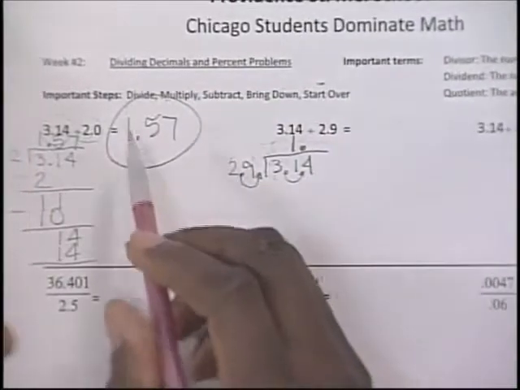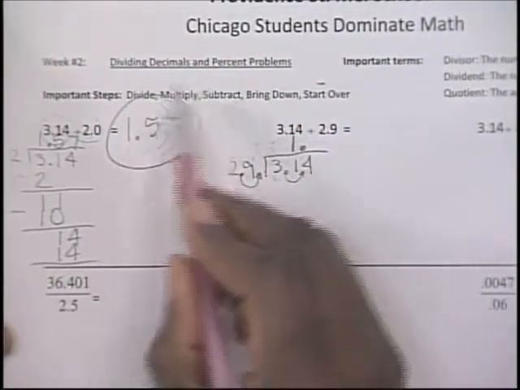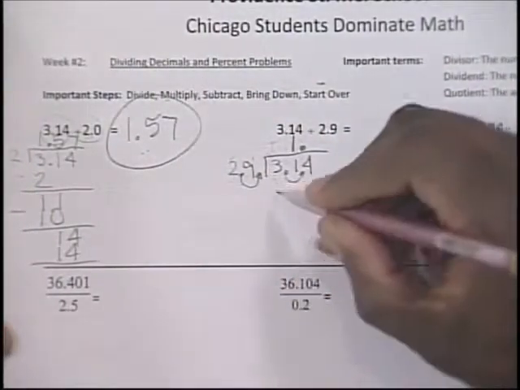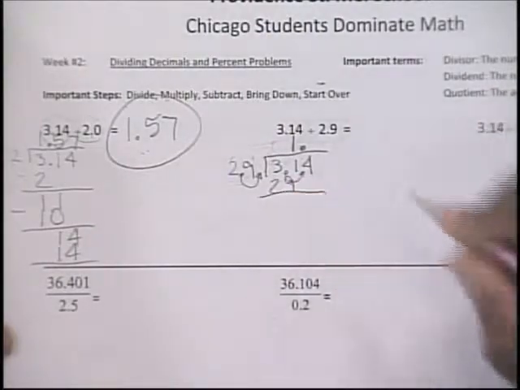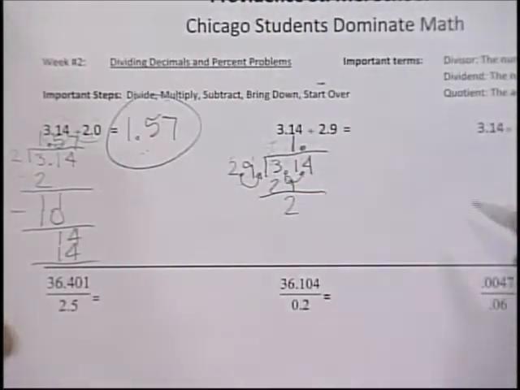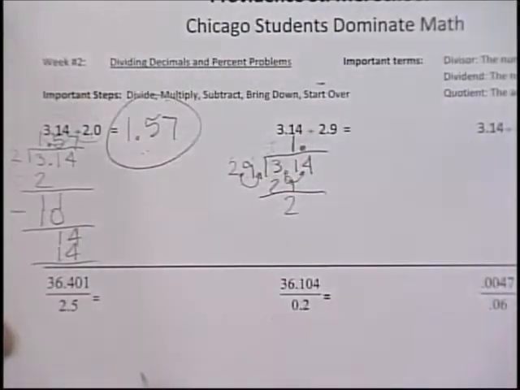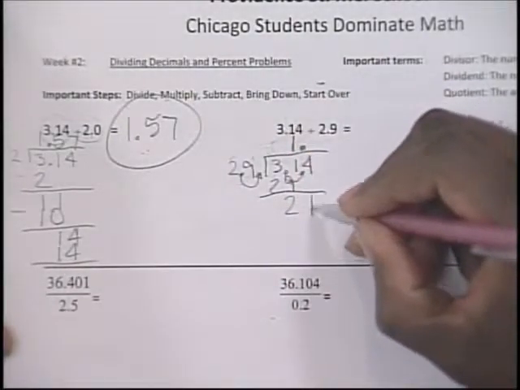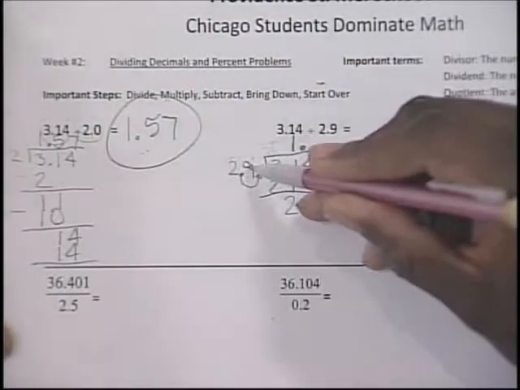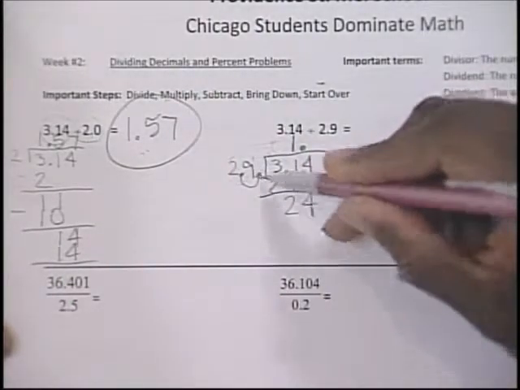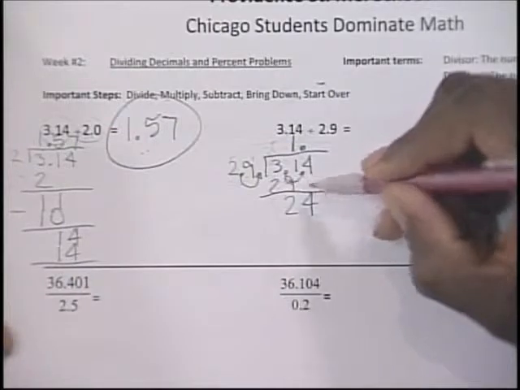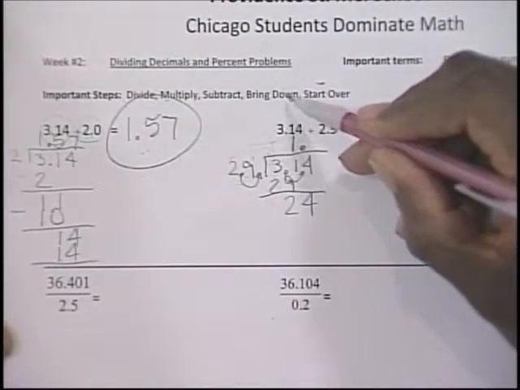So that's the division. Now we're going to multiply, going through the 4 steps. Multiply 1 times 29, you get 29. You subtract, you get 2. All right, so I multiplied, I subtracted. Now I'm going to bring down the next number, which is 4. 29 cannot go into 24. I brought down the number. Now I'm going to start over.